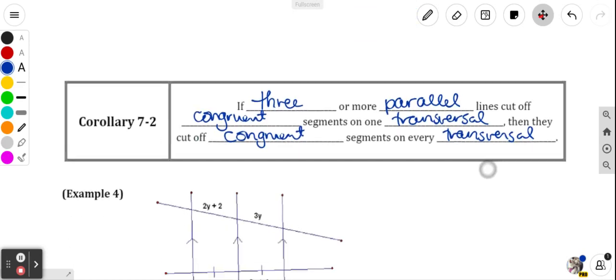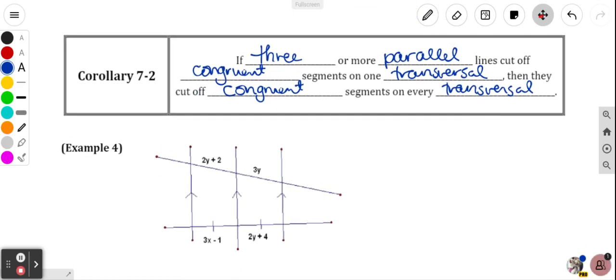Okay, the next one has to do with, again, parallel lines. It says if 3 or more parallel lines, so see how this is parallel to this is parallel to this, cut off congruent segments on one transversal. So see how on this transversal, this piece is congruent to this piece. So that means on this side, this one is congruent to this one. So it says if it cuts off congruent segments on one transversal, it cuts off congruent segments on every transversal.